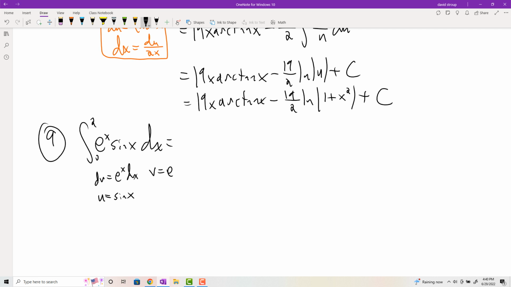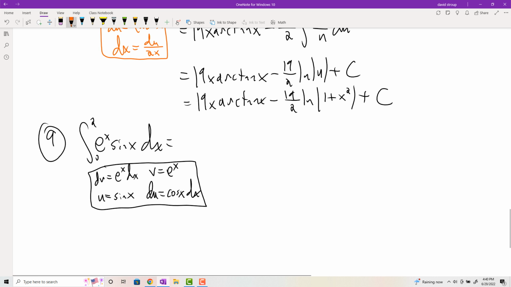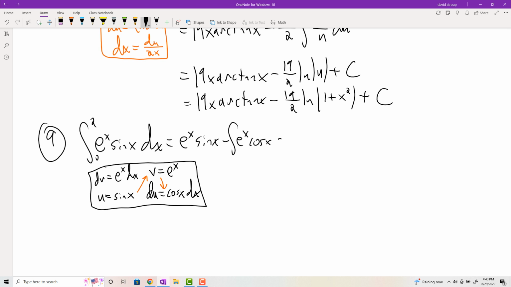The integral of e to the x is just e to the x. The derivative of sine x is cosine x dx. Okay, so there's one by parts. Do my arrows. U times v minus v du. So I have e to the x sine x minus the integral of e to the x cosine x dx. I've got to remind myself to evaluate, so I'll put a bracket there. I'm not done with the integration, right? I still need to pull off this integral.